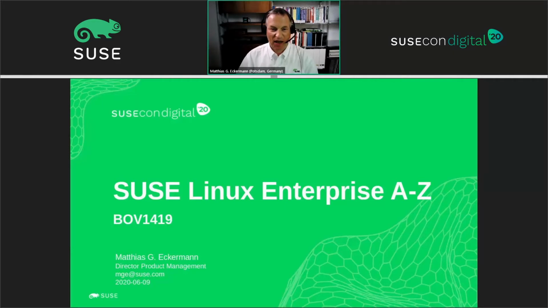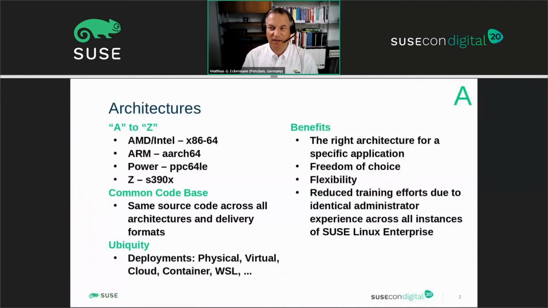Talking about A, we are discussing the architectures. And again, here we see the A to Z because we actually support 4 architectures in SUSE Linux Enterprise: the AMD Intel, the ARM, the Power, and the Z, also technically called S390X. On all these architectures, we have a common code base. This means that we use the same sources across all architectures and across all delivery formats.